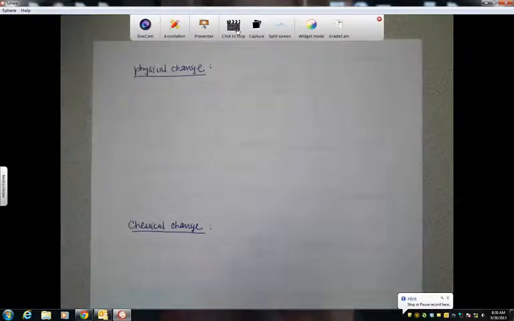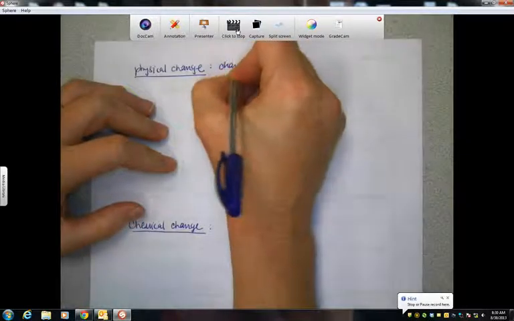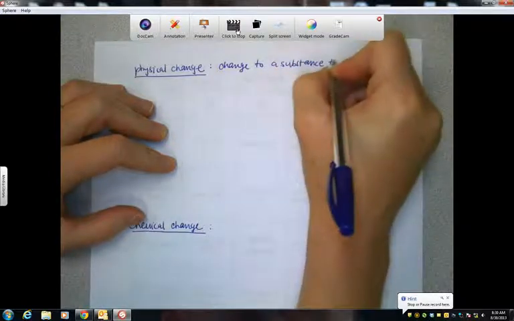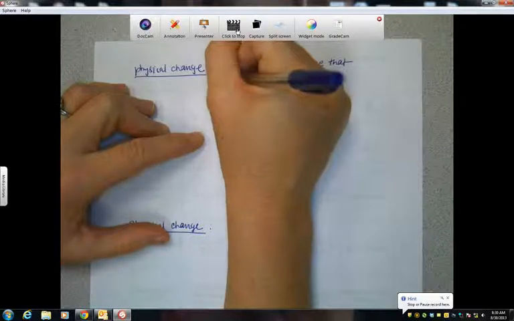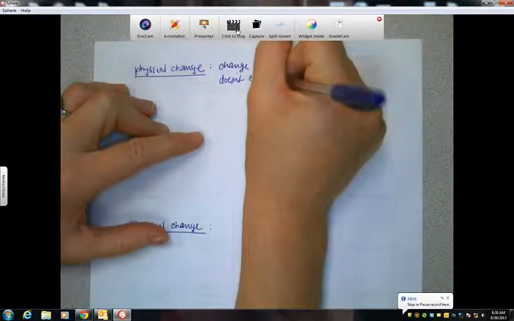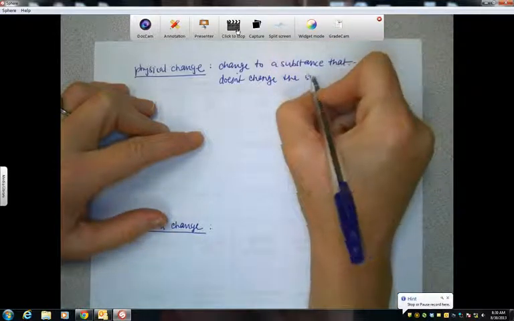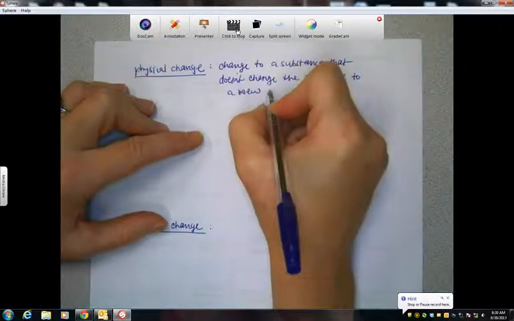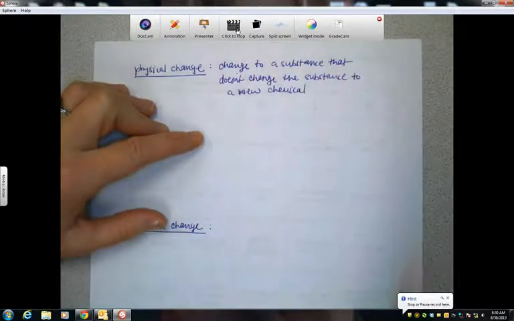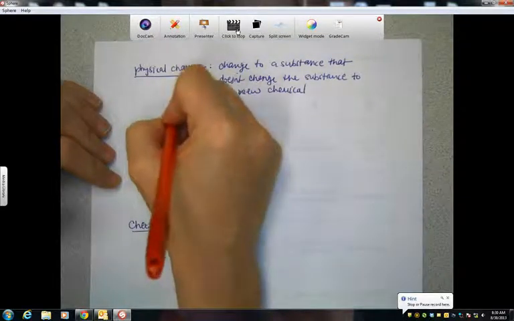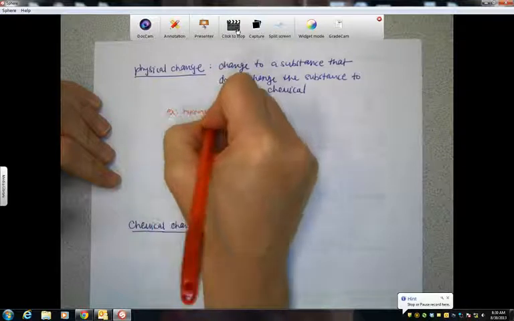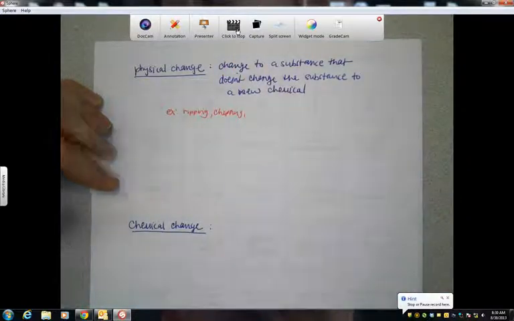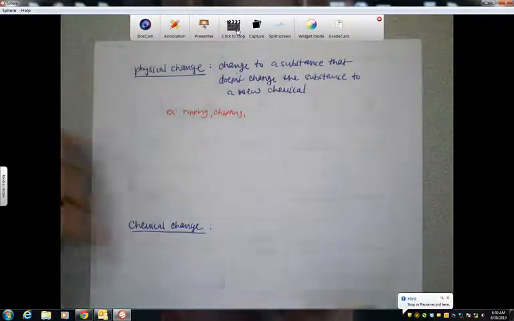So the definition of a physical change is a change to a substance that doesn't change the substance to something new. So it's chemically still the same. So ripping paper in half, let's give some examples. Ripping paper in half, chopping vegetables, something like that. It's still a carrot. If I chop it into pieces, it's still chemically the same thing.